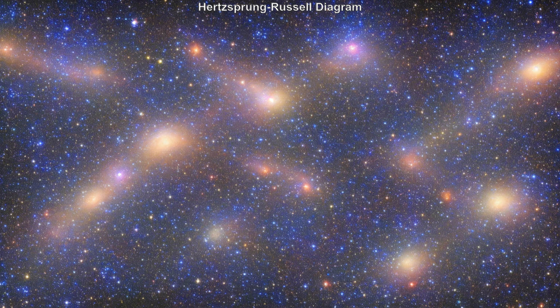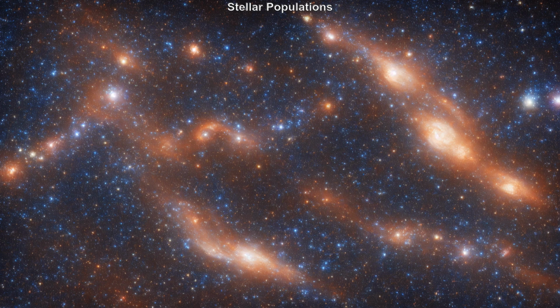Stars come in a wide range of masses, from tiny red dwarfs to colossal blue giants. Mass dictates a star's lifetime, temperature, luminosity, and ultimate fate. The Hertzsprung-Russell diagram plots a star's luminosity against its temperature, revealing patterns and evolutionary stages. Most stars reside on the main sequence.